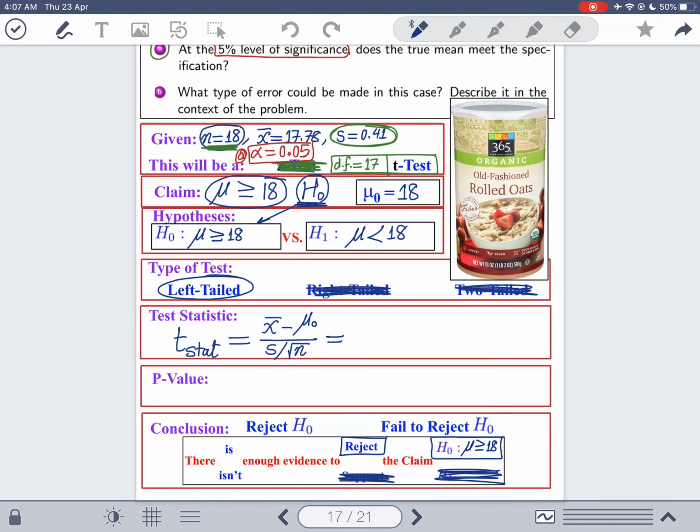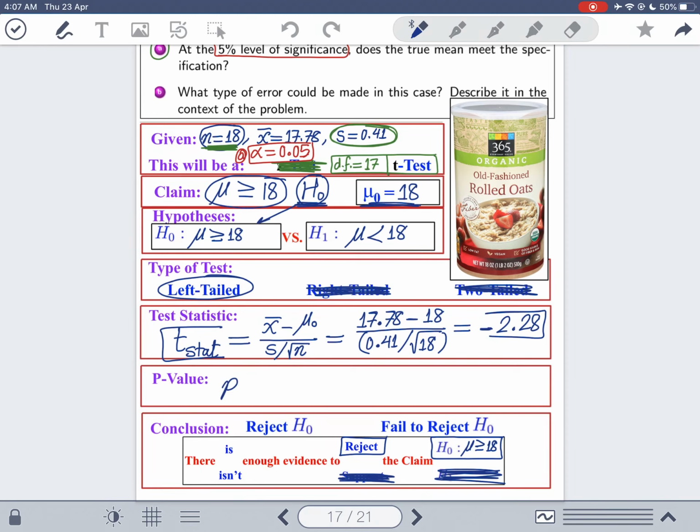So now x bar is 17.78 minus mu 0 is 18 divided by s is 0.41 over radical sample size is 18. And as always, please compute it. So if you compute it, you will get negative 2.28. Check it, please. So t-stat is negative 2.28.